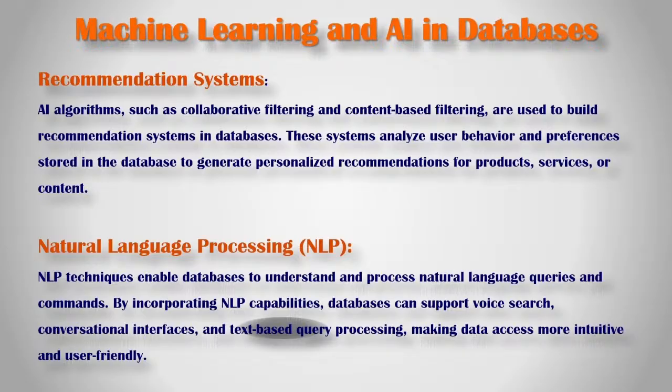Recommendation systems. AI algorithms such as collaborative filtering and content-based filtering are used to build recommendation systems in databases. These systems analyze user behavior and preferences stored in the database to generate personalized recommendations for products, services, or content.